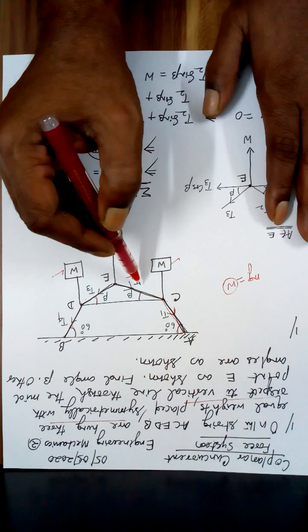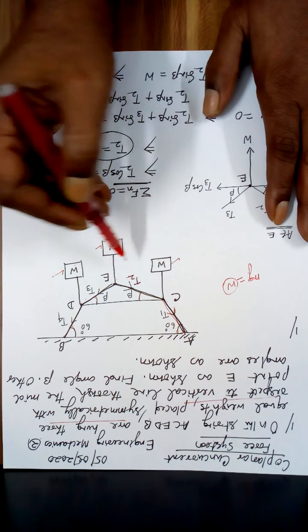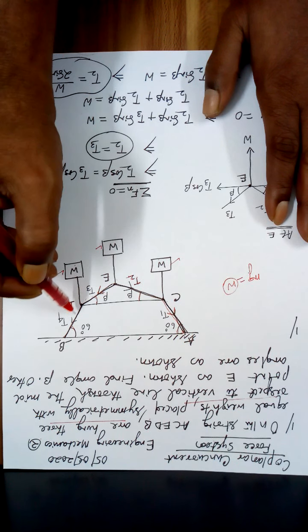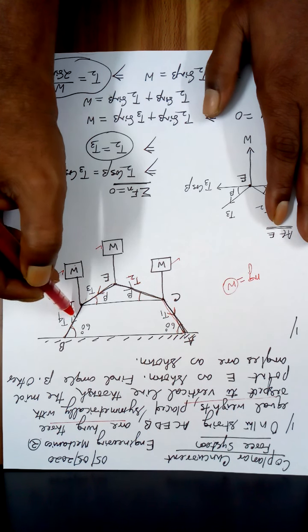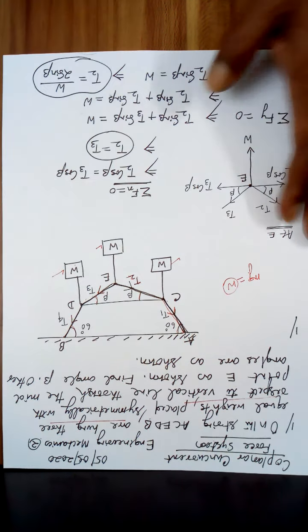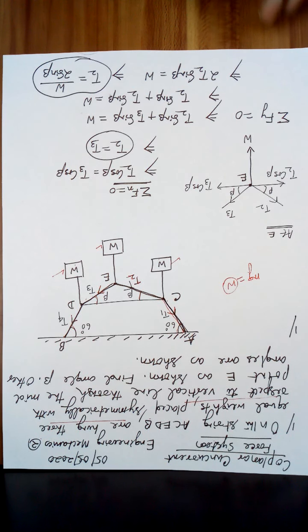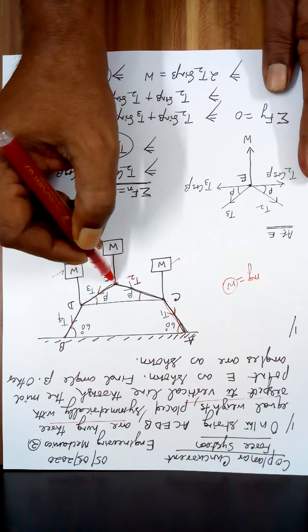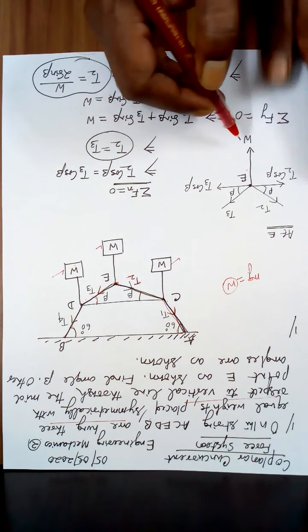This part of the string, let the tension be equal to T2. Tension is a force along the string. This part of the string, tension is T3. This part of the string, the tension is T4. Now, look at this point. Look at this point and compare it here.